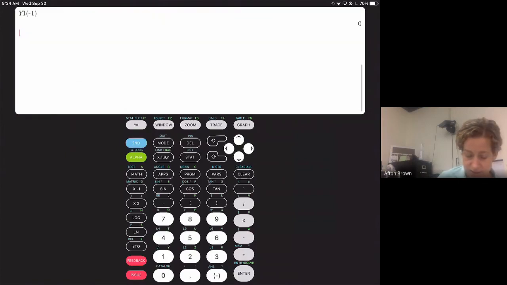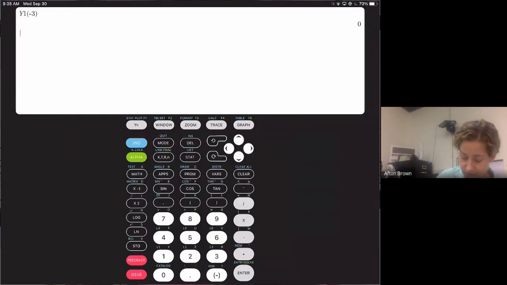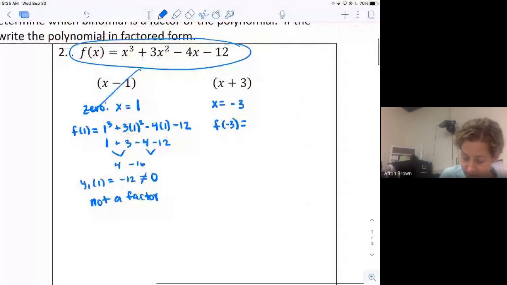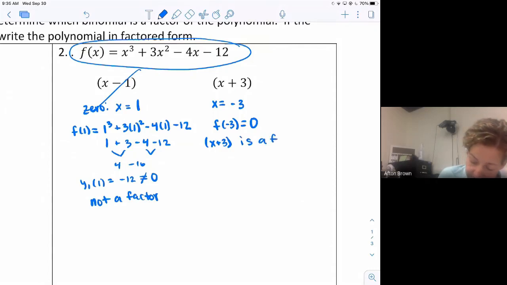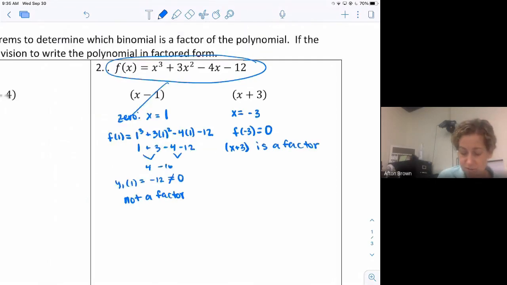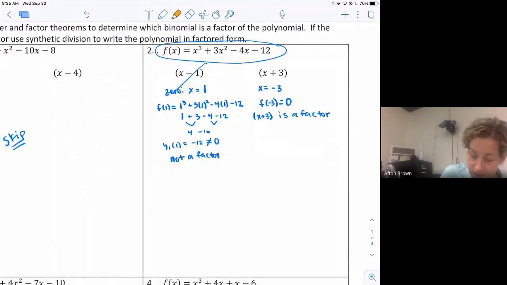I hit second quit to go to my main screen, and then it's alpha or your green button and trace. We wanted to plug in -3. We are wondering if we get a 0 out. When we celebrate, we get a 0. This is good. A 0 means that it is a factor. So we got 0, so x plus 3 is a factor. And now we do synthetic division. Your 0 goes in the box. So the -3 is the number that goes in the box.